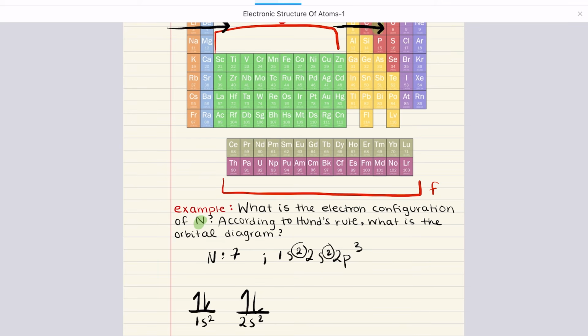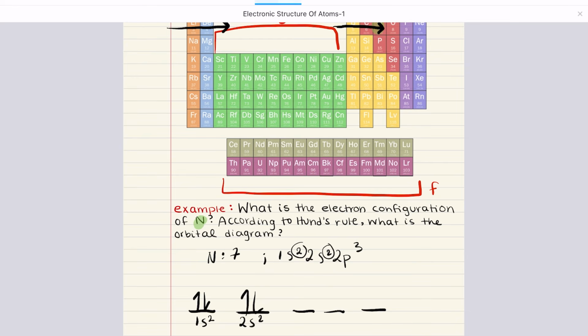Now we can draw the 2p orbital. This has 3 orbitals, each of which can have 2 electrons. This is where we have to really remember Hund's rule, which says that you will fill each orbital with 1 electron before you double up.